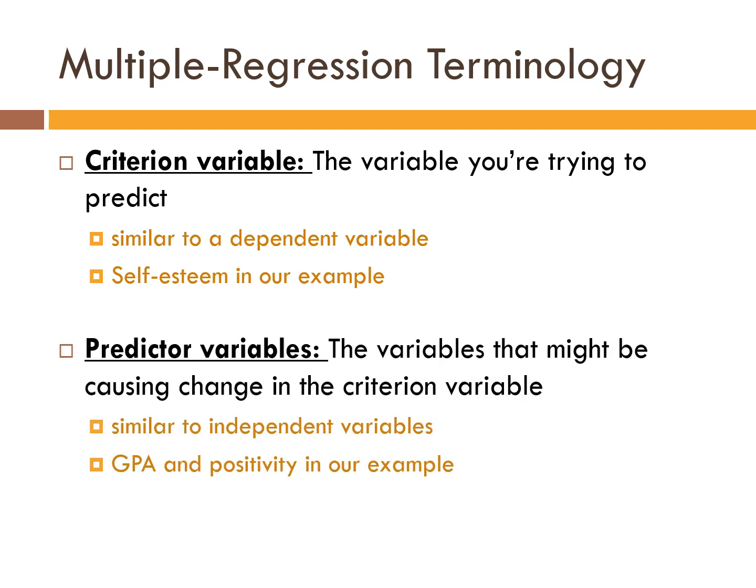The things that are doing the prediction are the predictor variables. This is the same thing in a regression. So these are the variables that might be causing the change in the criterion variable. It's the same as an independent variable or an IV. In our example that we're using, it is GPA and positivity. We have a hypothesis that those variables are somehow having a causal effect on self-esteem.